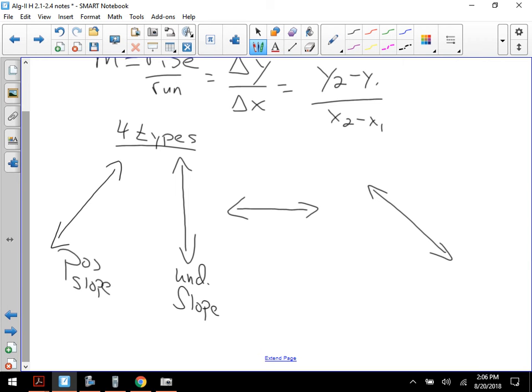Which means then when you have a horizontal line, what's changing? Your x values are changing, but your y values stay constant. So if you have the same y value, you have 0 in the numerator, which means this is vertical. If this is horizontal, your slope here is 0. Because what's the second letter of the word horizontal? Oh, 0. And then lastly, the other one by process of elimination gives us negative slope.